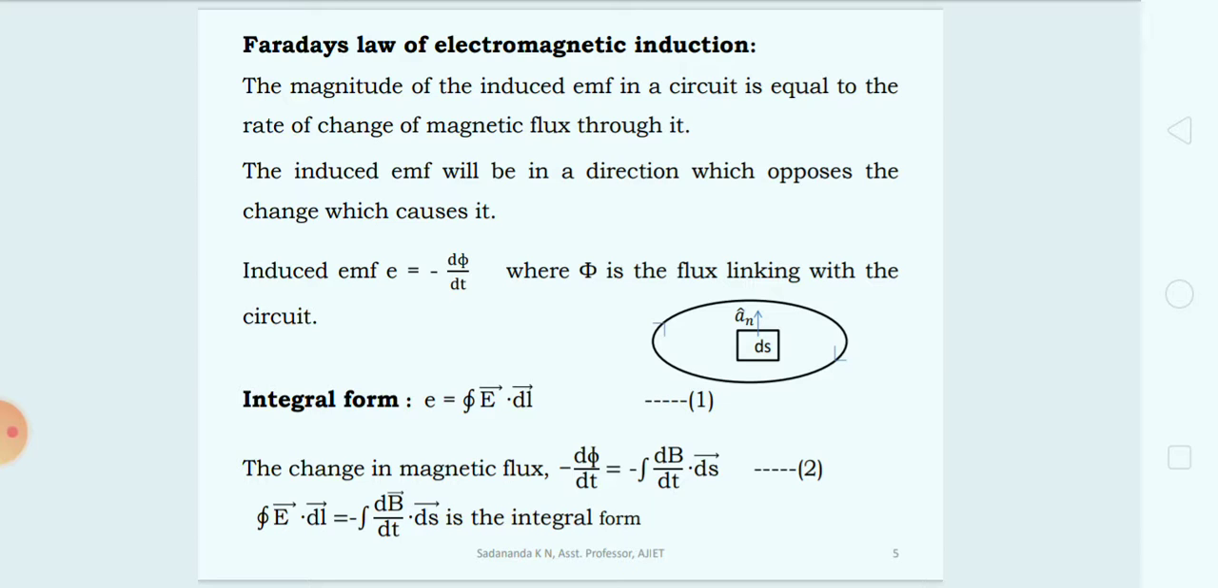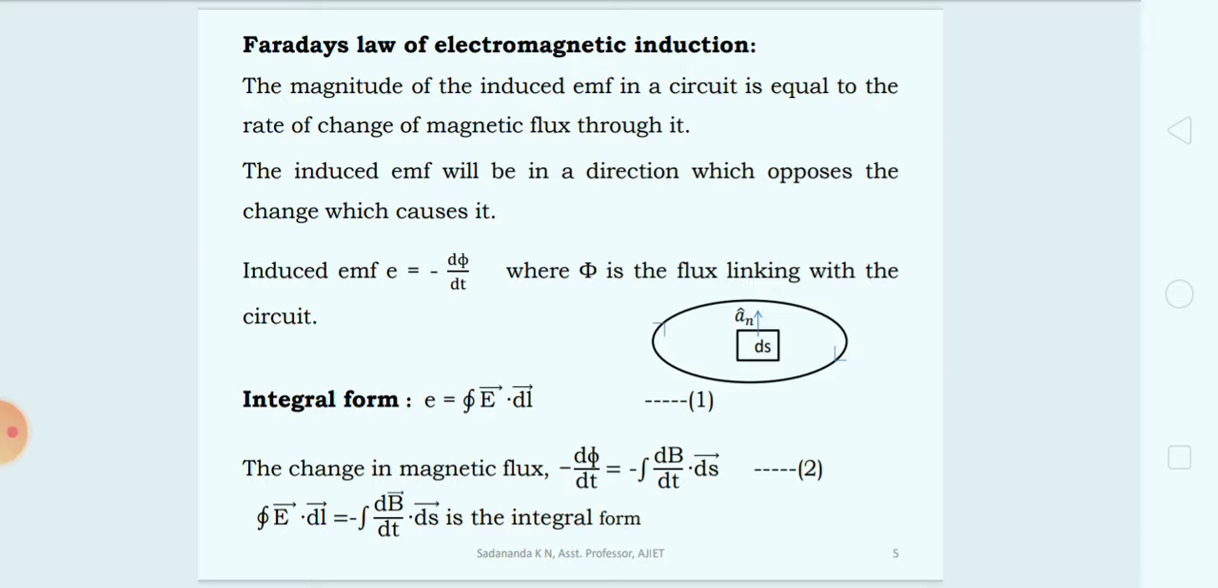Therefore, I repeat the statement of the Faraday law. Faraday law states that the magnitude of the induced EMF in a circuit is equal to the rate of change of magnetic flux through it, and its direction opposes the flux changes. Therefore, mathematically we can write the induced EMF, E, is equal to minus dou by dou t of phi, where phi is the flux linkage.